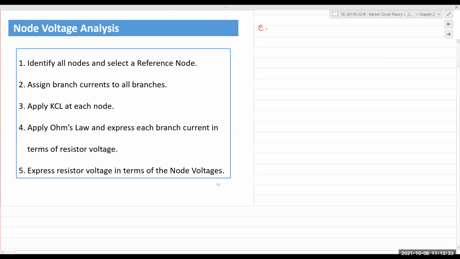So as an example illustration, let's draw a simple circuit. The circuit has a voltage source, and it has 4 resistors.